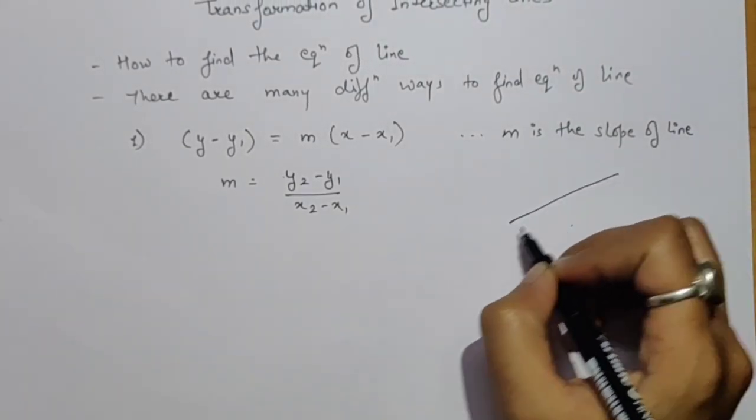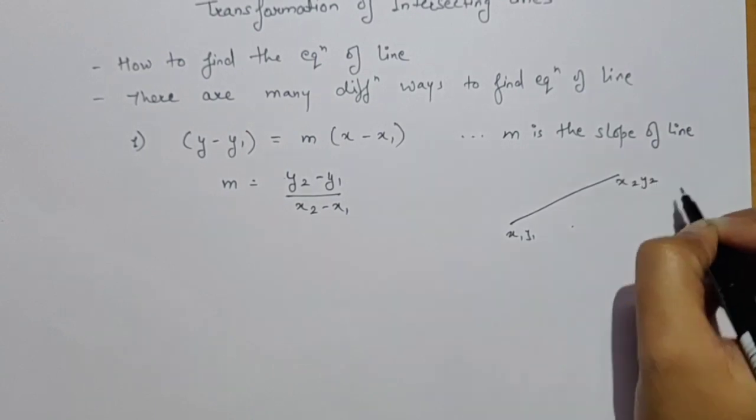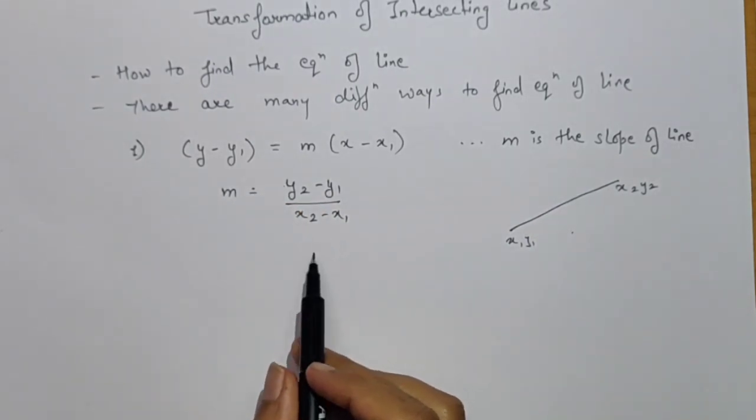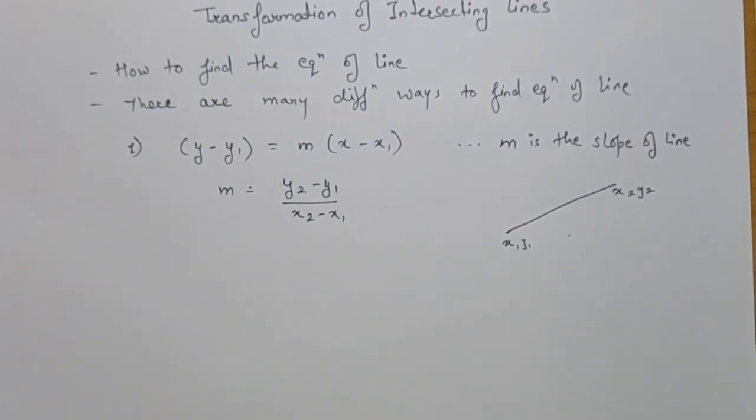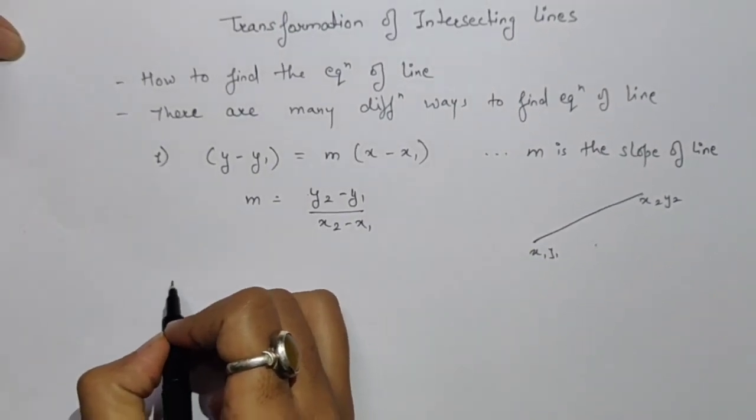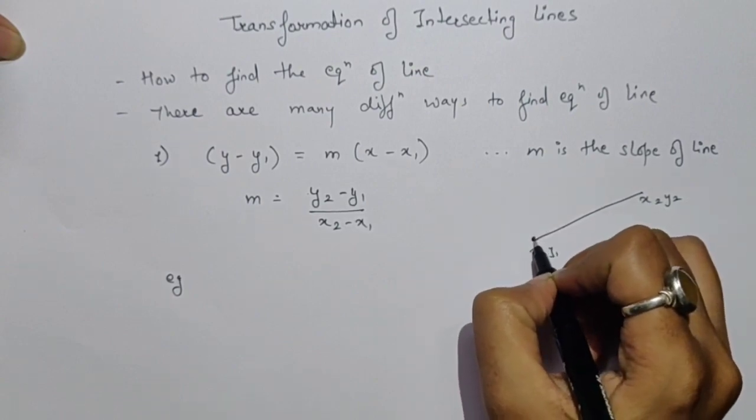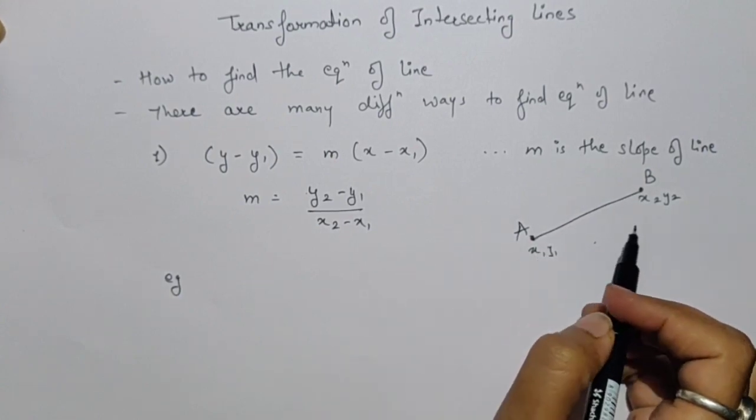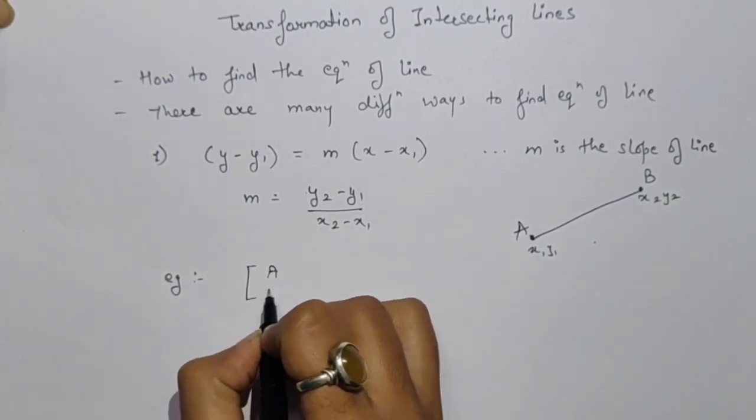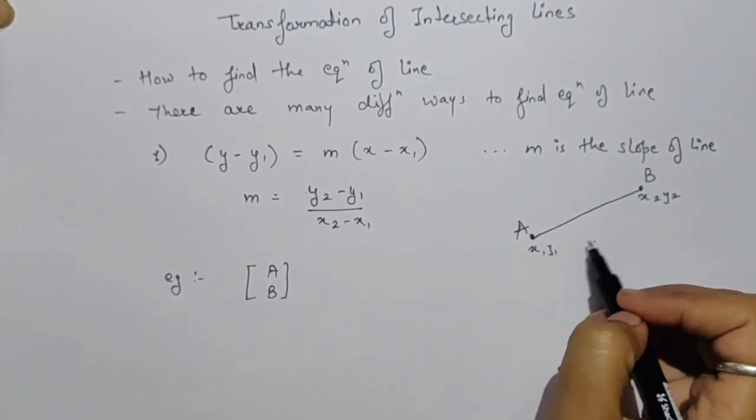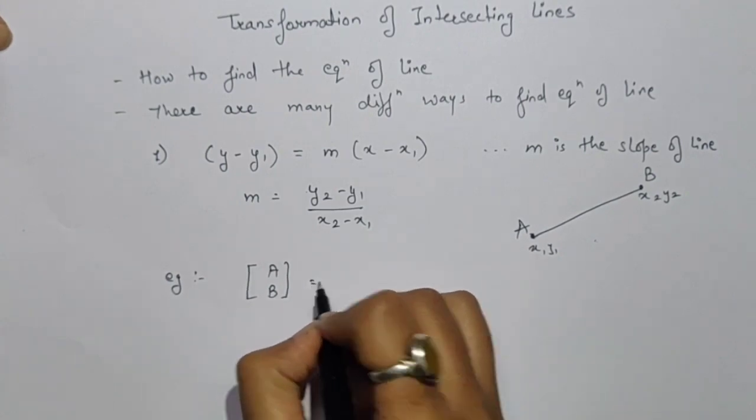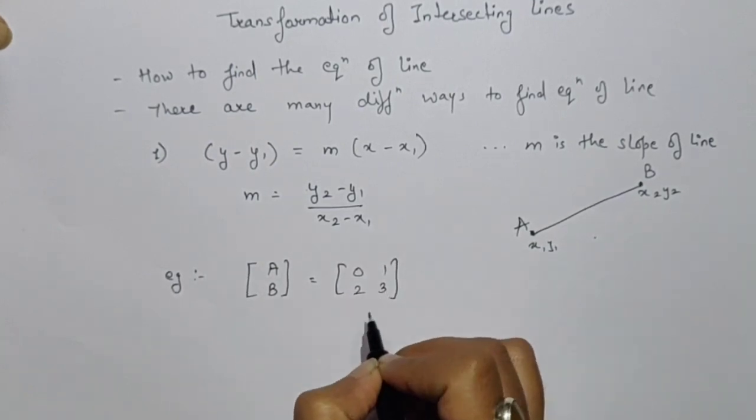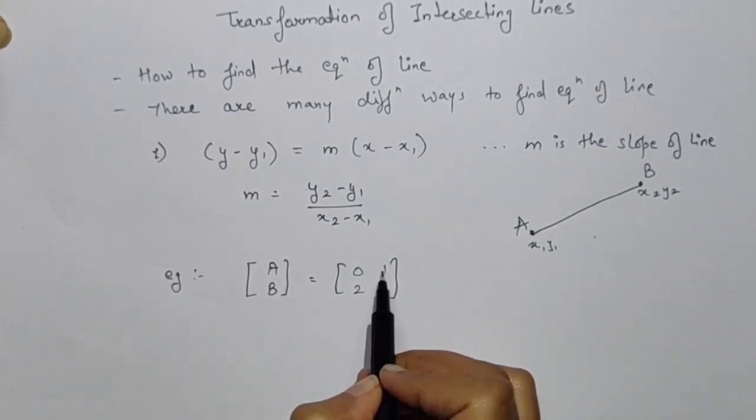Now consider a line having points x1, y1 and x2, y2. We will find the slope of this line by m is equal to y2 minus y1 divided by x2 minus x1. Now let's take one example. Suppose these points are A and B. A has coordinates x1, y1, whereas B has coordinates x2, y2. Suppose the coordinates are 0, 1 and 2, 3. This is x1, y1, and this is x2, y2.